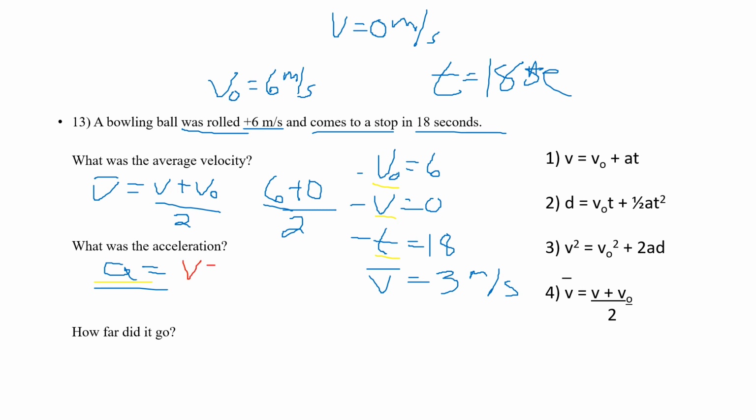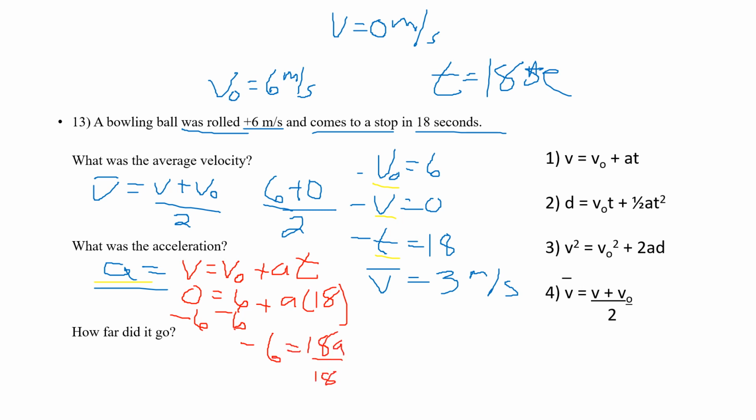Well, V equals V naught plus AT. 0 equals 6 plus A times 18. Minus 6, minus 6. Negative 6 equals 18A. Divide by 18. You get negative 1/3, or negative 0.3 repeating meters per second squared. Okay. So now we have 5 variables in our list.